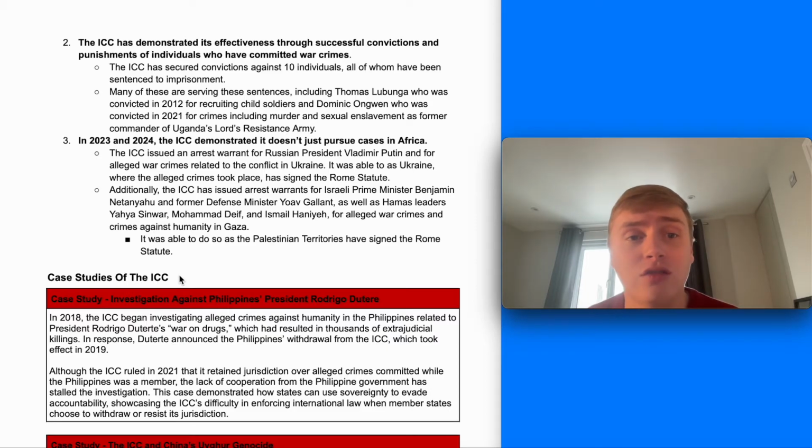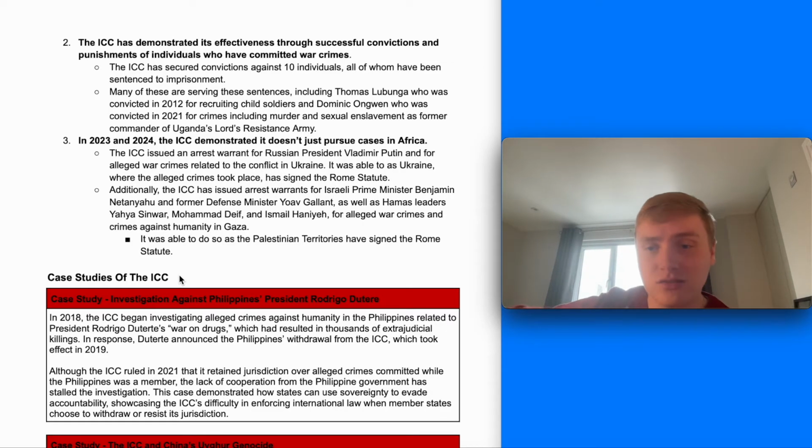Secondly, the ICC can be argued to have demonstrated its effectiveness through successful convictions and punishment of individuals who have committed war crimes. So it's secured convictions against 10 individuals, all of whom have been sentenced to imprisonment, and many of these are serving sentences, including Thomas Lubanga, who was convicted in 2012 for recruiting child soldiers, and Dominic Ongwen, who was convicted in 2021 for crimes including murder and sexual enslavement as a former commander of Uganda's Lord's Resistance Army. On the other hand, though, you could point to the fact that 10 convictions against 10 individuals is incredibly low for a court that's been running for over 20 years now.